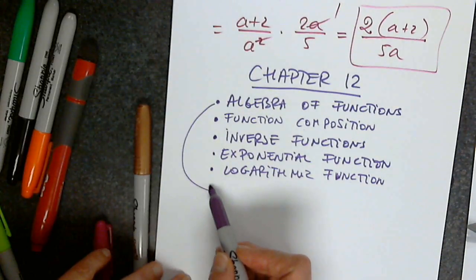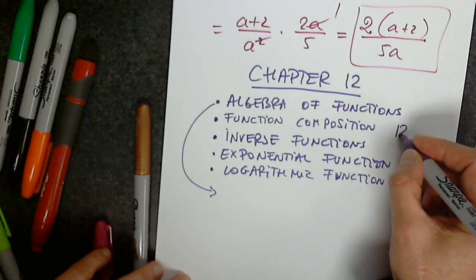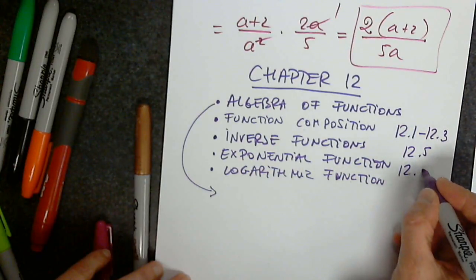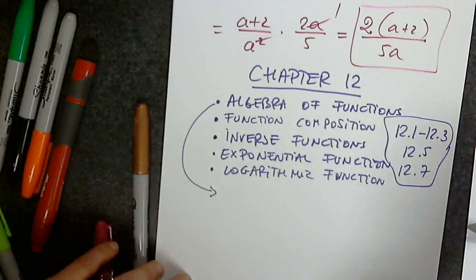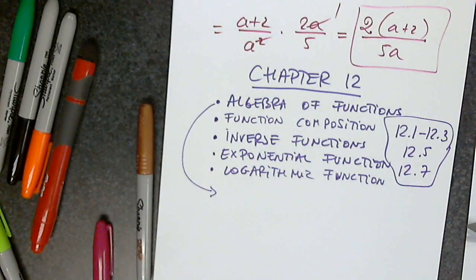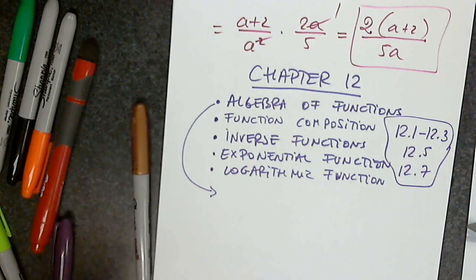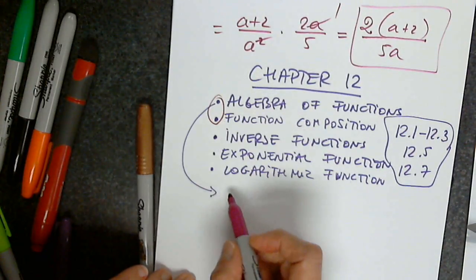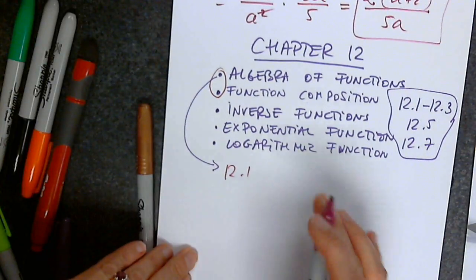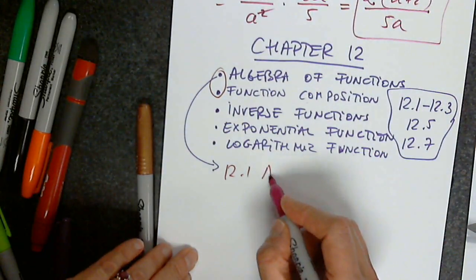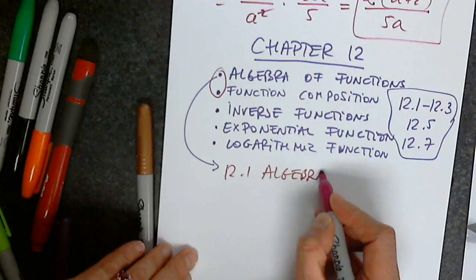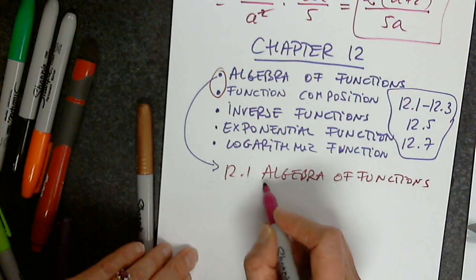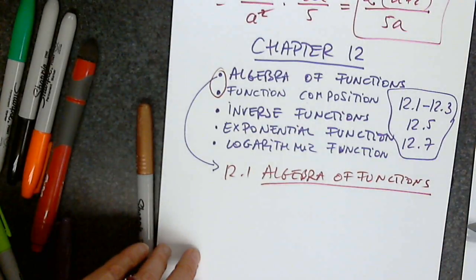So we start with algebra functions. So these are sections 12.1 through 12.3, 12.5, and 12.7. 5 sections. Okay, so 12.1, algebra functions, so these 2 in 12.1. Algebra functions and function composition. So let's discuss this one first.